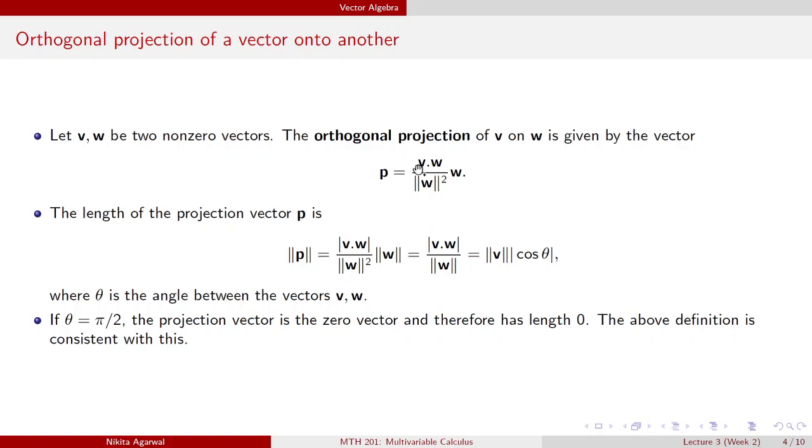Because if V and W are perpendicular, then V dot W is 0. So you just get P equal to the 0 vector. And here also, of course, cosine theta is cosine pi by 2, which is 0. So you just get 0. So these definitions are actually independent of what the value of theta is in the interval 0, pi. It works for all values of theta.